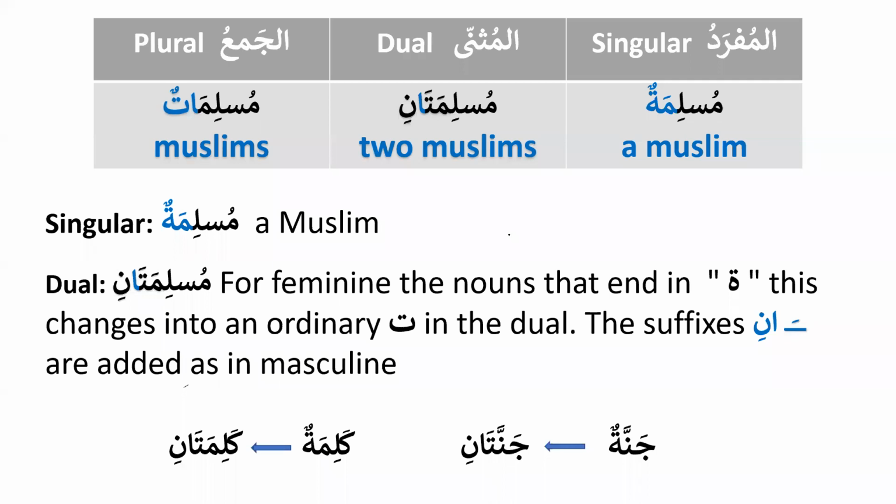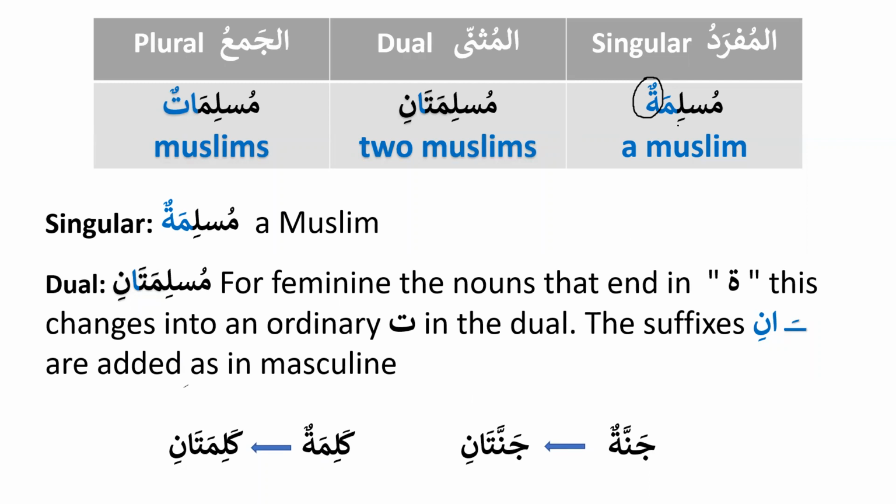If you remember in the previous lesson, we discussed that most of the nouns that end on the rounded ta, or ta marbuta, are feminine. And we have a very good example of this. We have muslimatun. It is the feminine of muslimun. We discussed in the previous lesson that there are two reasons a noun can be feminine: either it is the feminine counterpart or it has a ta marbuta. Here it is both. It is the feminine counterpart of muslimun, and it also has a ta marbuta, as we can see over here.